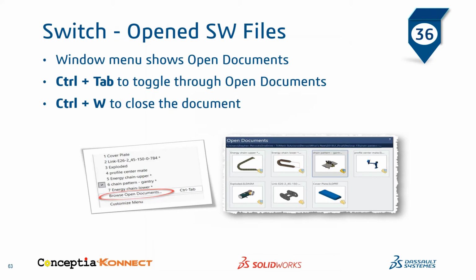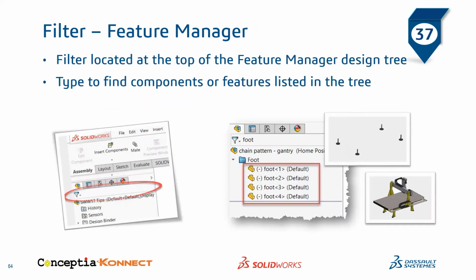Number 36. Switch opened files. Use Ctrl plus Tab to toggle through open documents. Ctrl and W to close the document. Number 37. Filter FeatureManager.